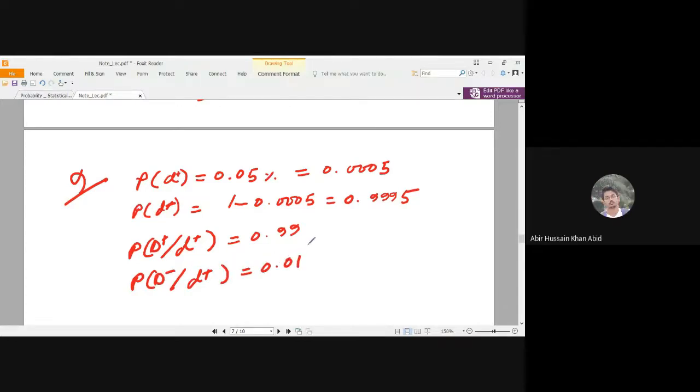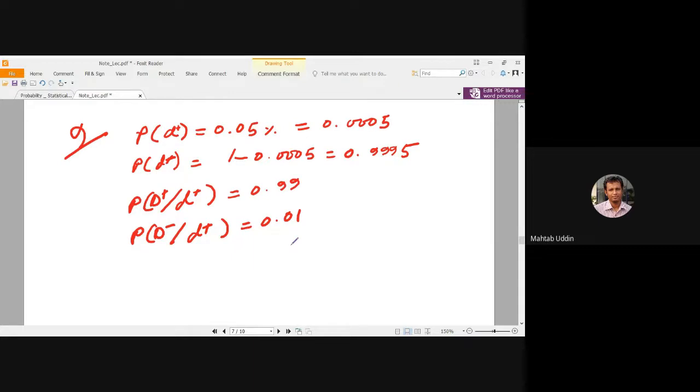0.01. And this is called false negative, right? Because in your exam sometimes we cannot give you actually disease present, then D minus. We simply say false positive or false negative. Do you understand? Yes. So be careful.